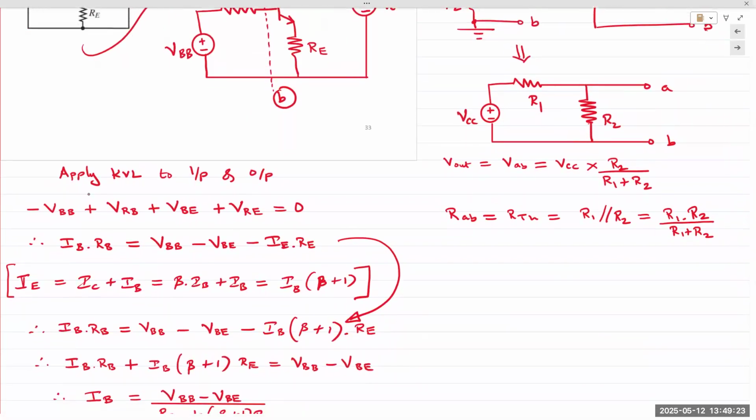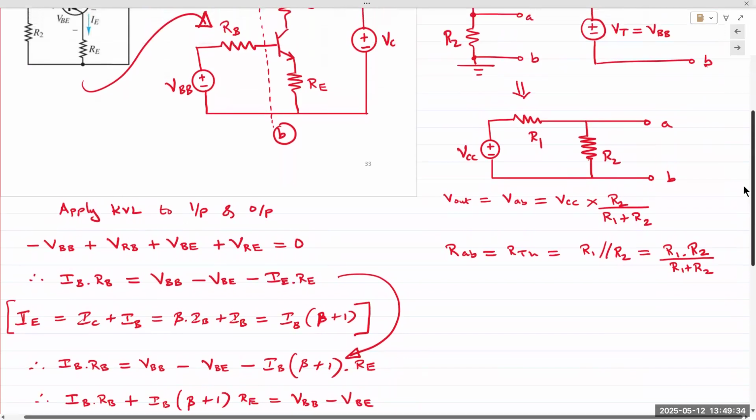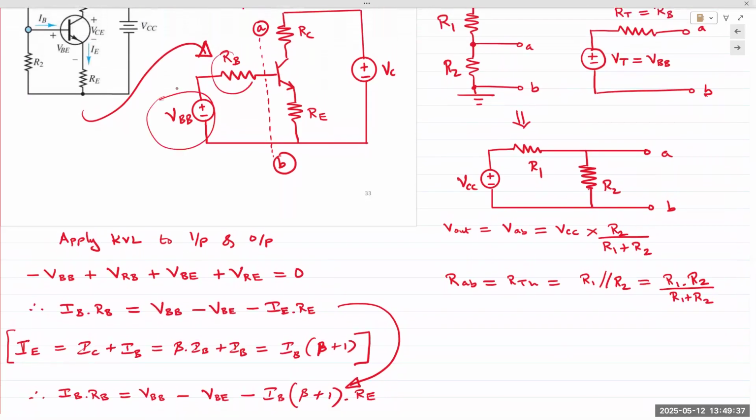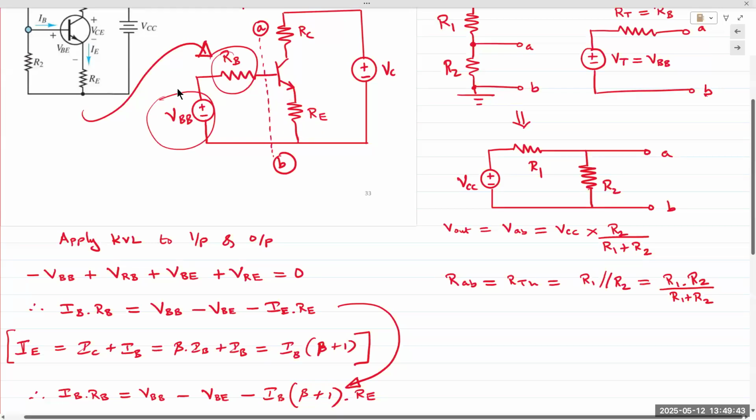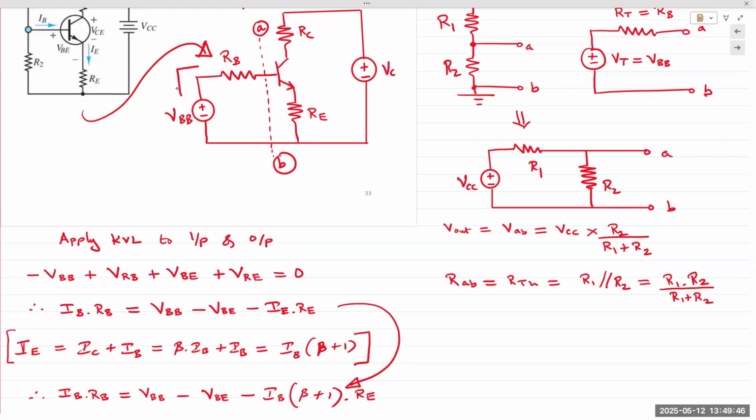At the input side, we have VBB, VRB, VBE, and the emitter resistor VRE. So you have 4 voltages on the input side. You modify that equation. So we have 1 voltage, 2, 3, and 4. And then describe this current going in as IB, right? So we can replace VRB with IBRB. We can replace VRE with IERE.